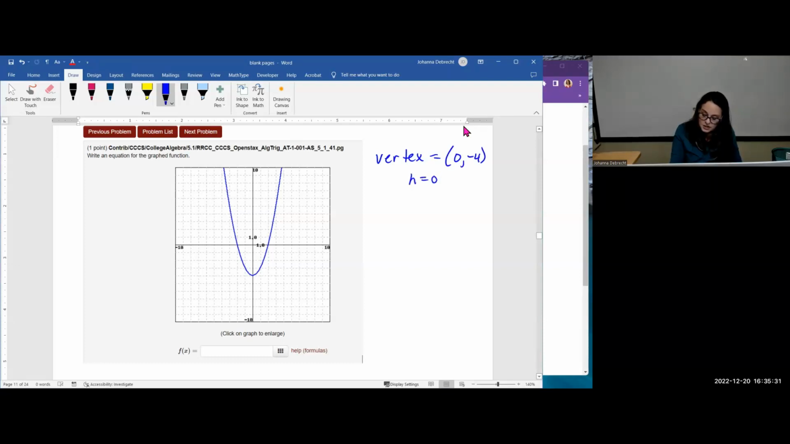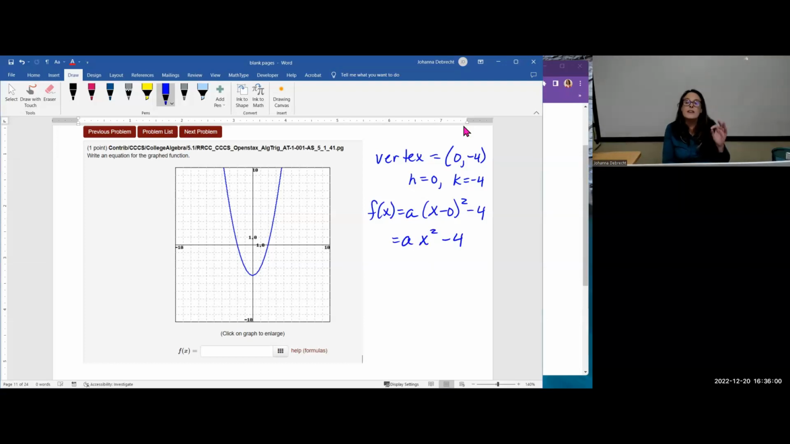So that means h is 0 and k equals -4. So if I want to put it into the vertex form or the standard form, then I have f of x equals some unknown a times x minus 0 quantity squared minus 4. Okay, so far so good. All right, well, I know x minus 0 is just x, so I can write this as ax squared minus 4.